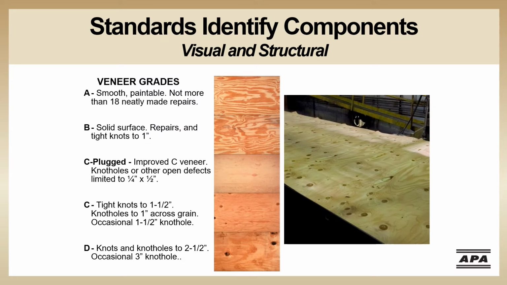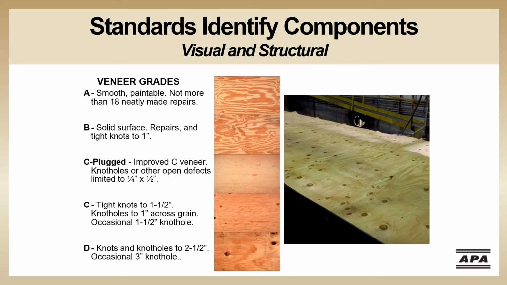Plywood is comprised of veneers or plies that are bonded together with moisture-resistant adhesives under high heat and pressure. Each veneer grade is determined by appearance in terms of natural, unrepaired growth characteristics and the allowable number and size of repairs made during manufacture. Here we see veneer letter grades of A through D.